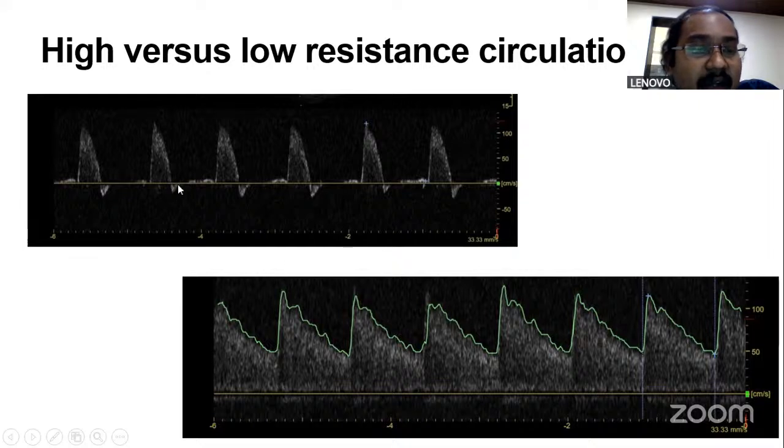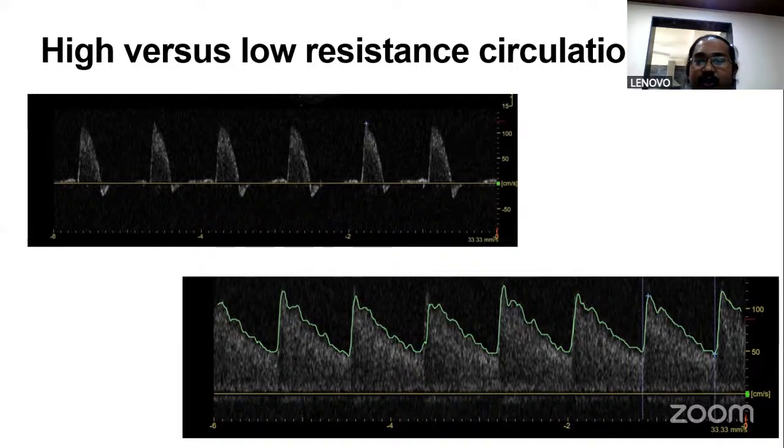So this is the end-diastolic velocity and it has been reversed. This is a classic example of high resistance circulation that happens in the peripheral artery. You take the radial artery, you take the ulnar artery, these types of waveforms you get, and these are high resistance circulation waveforms where your end-diastolic velocities either reach baseline or they get reversed. Now if this happens in the brain, it is an ominous sign. It says that the intracranial pressure is very high.